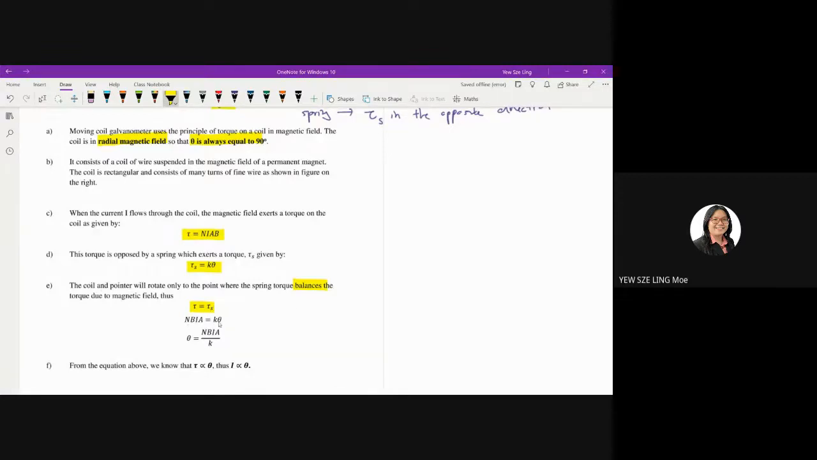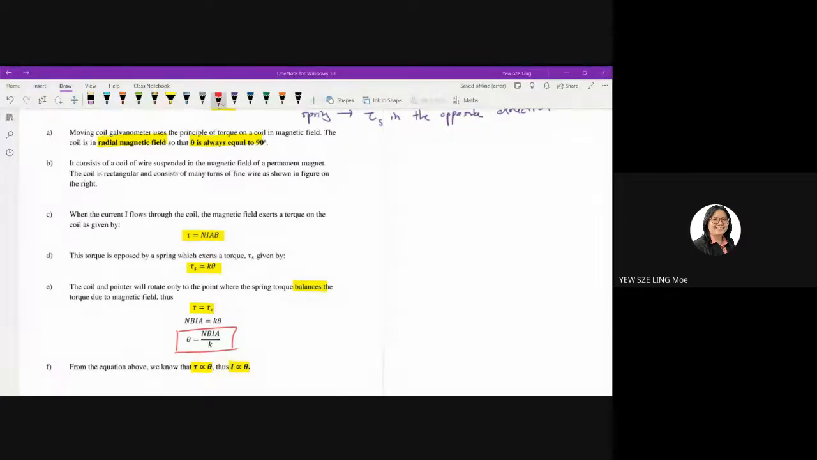So this is just additional information for you. You don't have to know how to calculate it. Just know that torque is proportional to angle and I is proportional to angle. Therefore, when you have a larger current flowing through the galvanometer, the reading of the pointer will be larger. Larger current gives you a larger reading because the angle is proportional to current according to the equations derived right here. And of course, remember, this is not in your syllabus. This just gives you an idea of the relationship between the angle and the current.